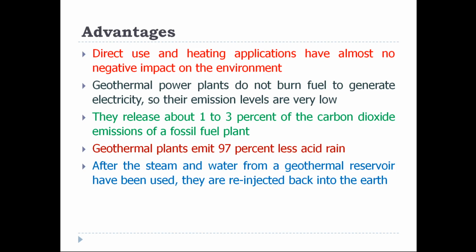So very less carbon dioxide emissions, because we need to use this pump and some form of moving equipment are required, so that they deliver very less amount of carbon dioxide for the working of these moving components, like the pump, and the pump required in the condenser, cooling tower, etc. Geothermal plants emit 97% less acid rain. Very advantageous, very attractive.